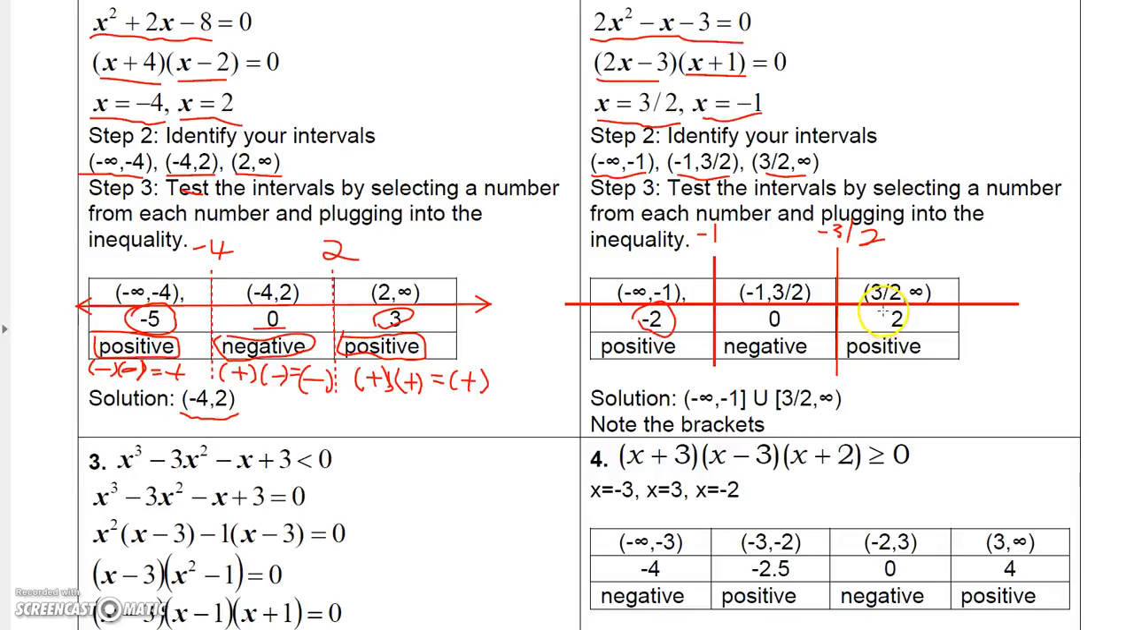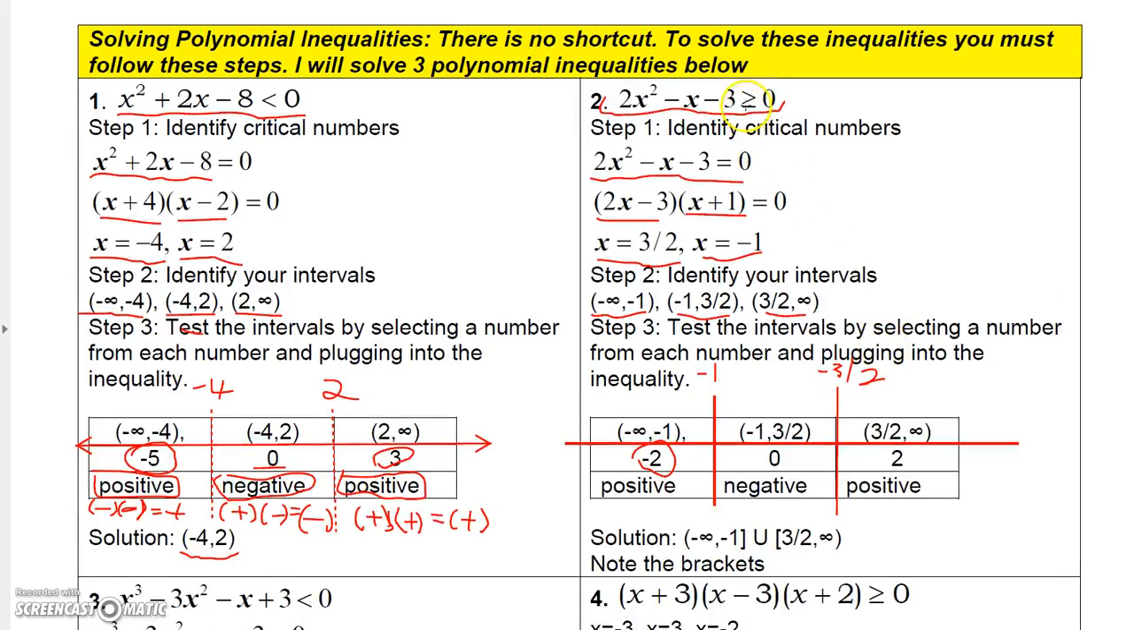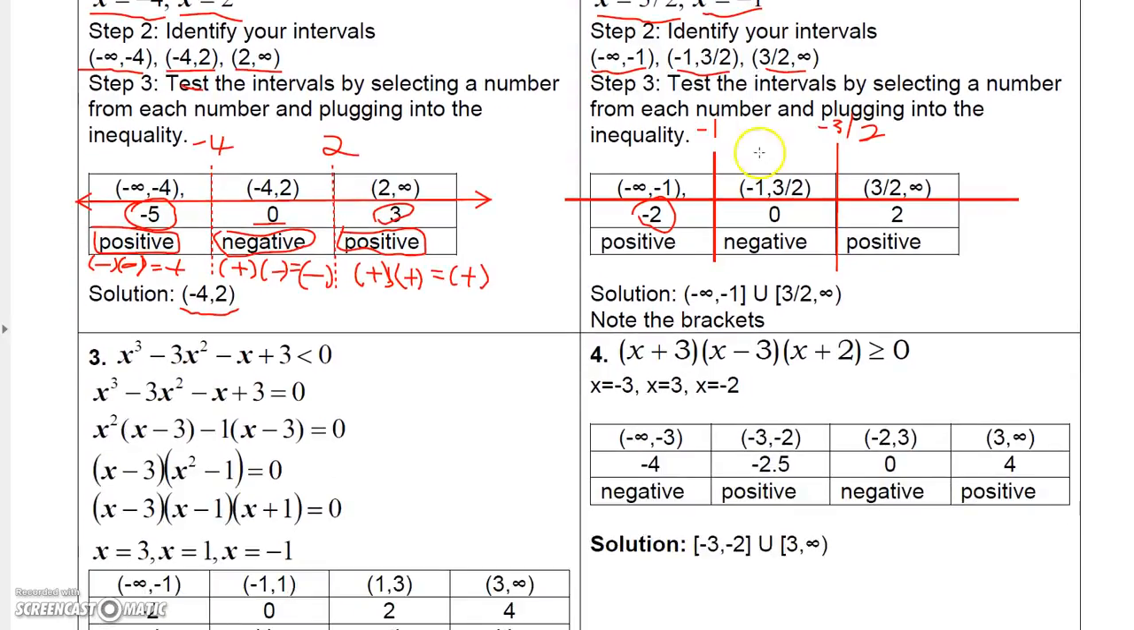Now my objective here was to find out when this is greater than or equal to 0. So in other words, when is it positive and when is it equal to 0? Well, if you'll notice, it's positive in this interval and it's positive in this interval. So those are the two intervals that I use. And note the brackets, because I also want to include those numbers, because those are the numbers where it equals 0. Remember, I wanted it greater than or equal to 0. So that's the solution for that one.